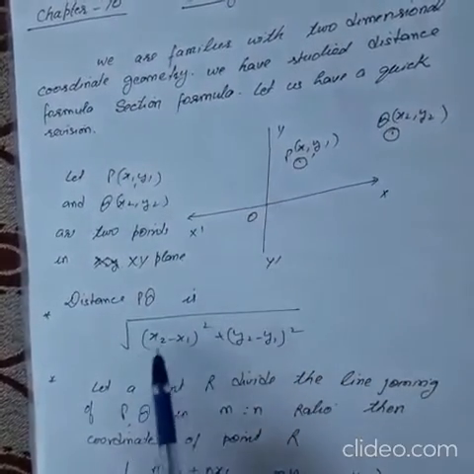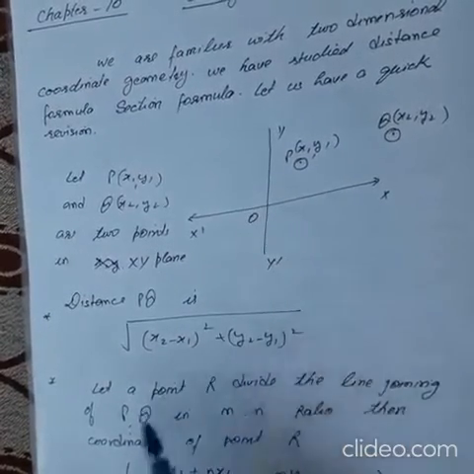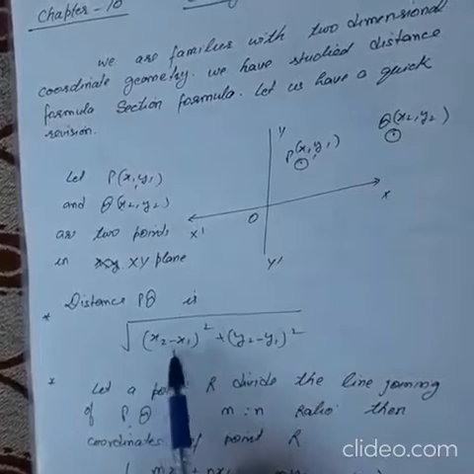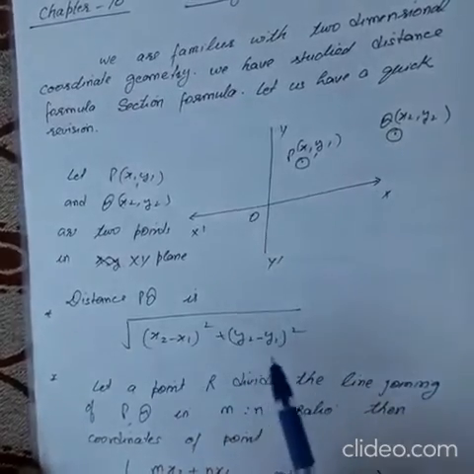We have done this formula: square root of (x2 minus x1) whole square plus (y2 minus y1) whole square. We can also write (x1 minus x2) whole square plus (y1 minus y2) whole square, because of the square there will be no effect.